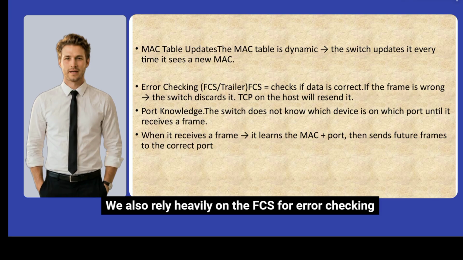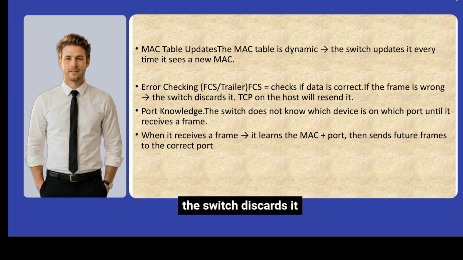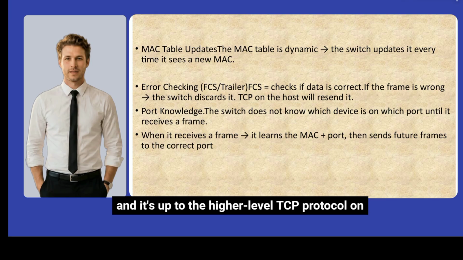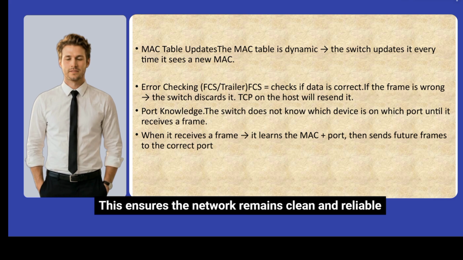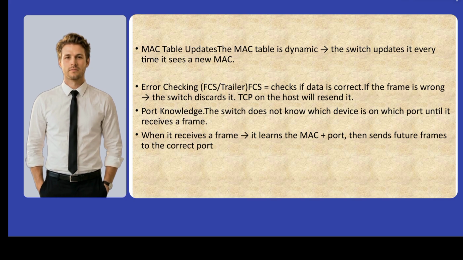We also rely heavily on the FCS for error checking. If a frame is corrupted, the switch discards it, and it's up to the higher level TCP protocol on the host machine to request a retransmission. This ensures the network remains clean and reliable.